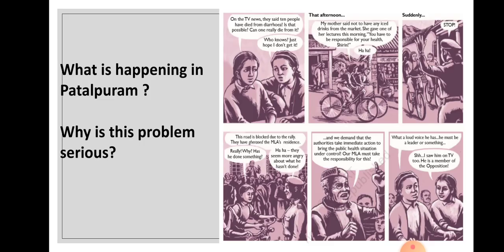Here in the slide, the story continues where one of the two girls is a little disturbed on reading the news about Patalapuram, and one of the girls also talks about her mother's advice to avoid outside food. When they were cycling on their way back home, suddenly they were stopped by the police and were asked to take another route because the opposition party had gheraoed the MLA's residence. Here, the word gherao means to block one's way until favors, demands, questions are answered.